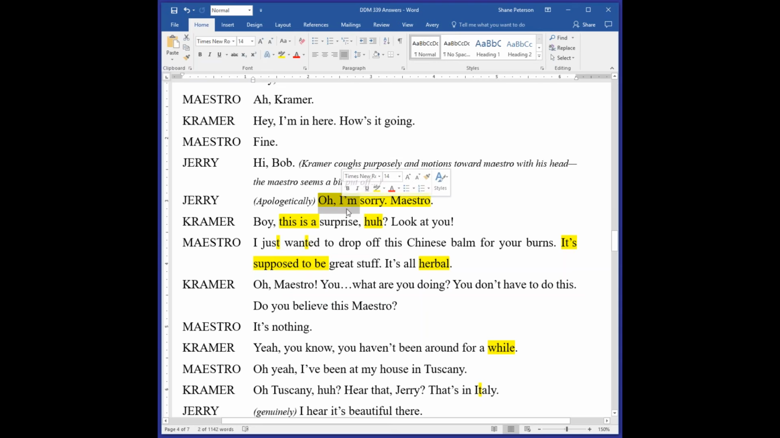Wait a minute. I have to remember the scene. So Jerry calls the guy Bob, but he's supposed to call the guy Maestro. So he apologizes. Oh, I'm sorry, Maestro. Good. Maestro. Yep, that pronunciation.